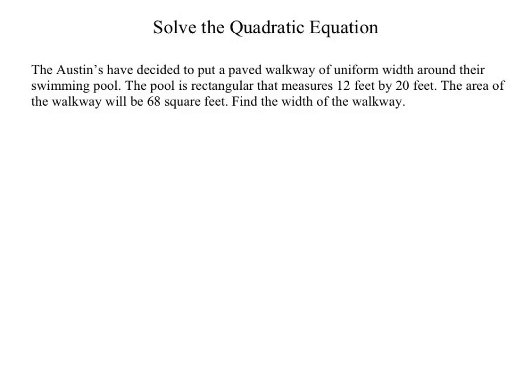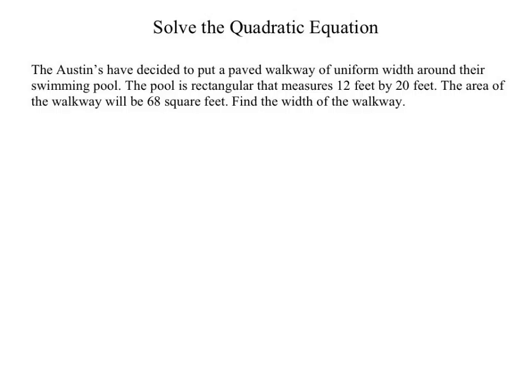The Austins have decided to put a paved walkway of uniform width around their swimming pool. The pool is rectangular and measures 12 feet by 20 feet. The area of the walkway will be 68 square feet. Find the width of the walkway.